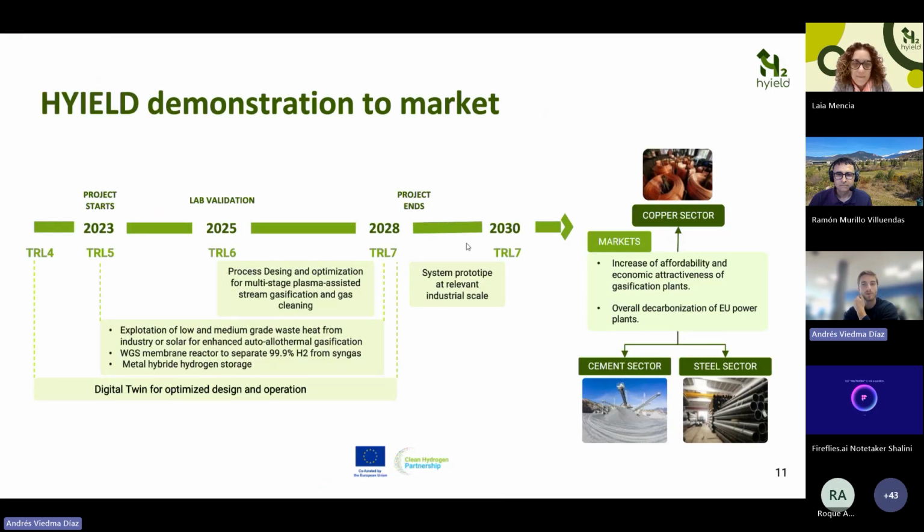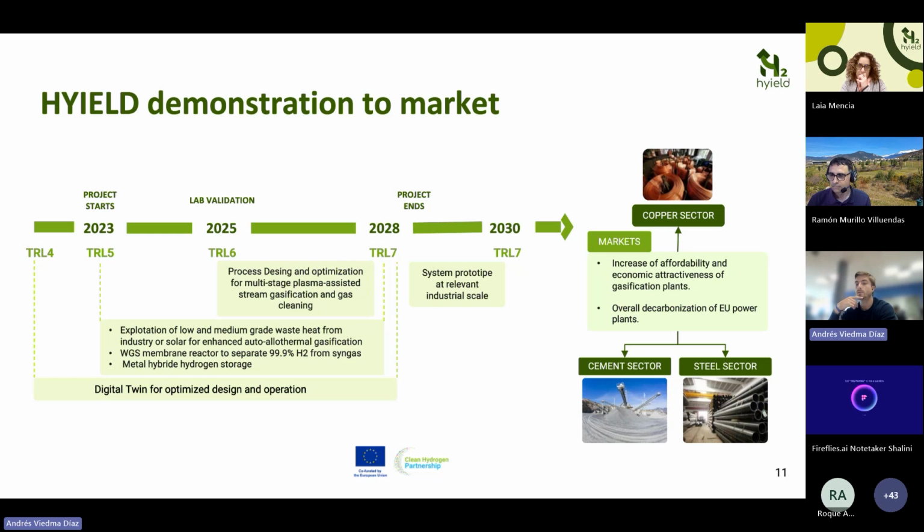And well, this is a small diagram of the project. It starts, like I said, at the end of 2023, beginning of 2024 at tier 4. It is supposed to go all the way to tier 7 around 2030. And for this, it's going to go through a lab validation process. That's, I would say, where we are now, and then the process design optimization for all the plants, until we are able to build a prototype and to scale it up for use in different industries.